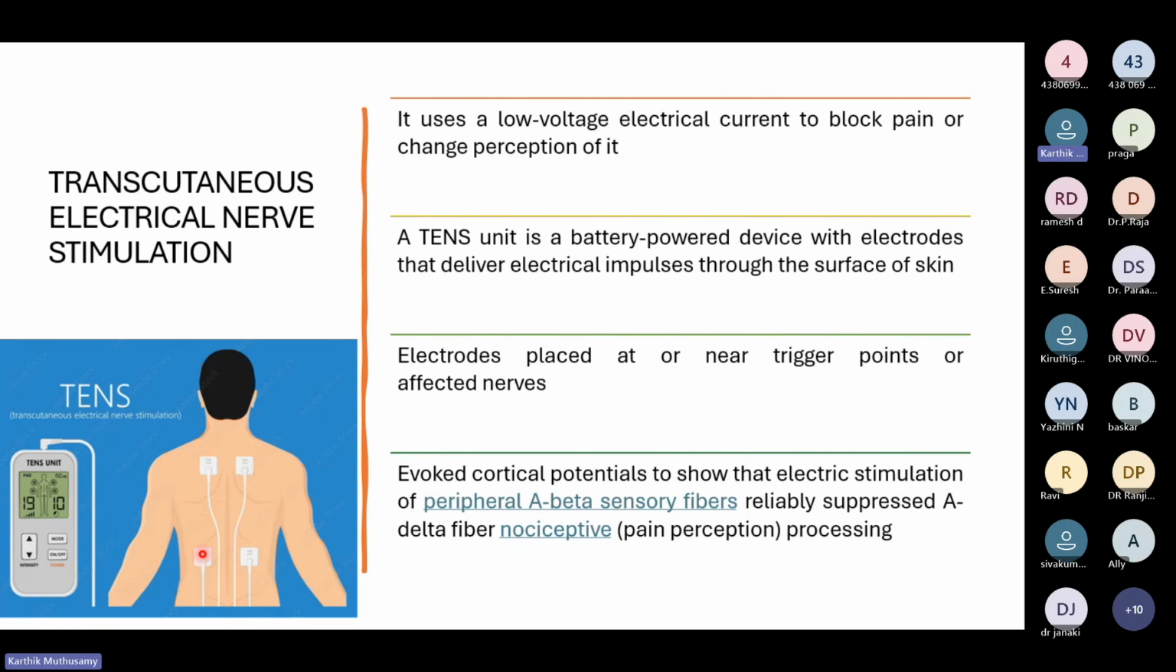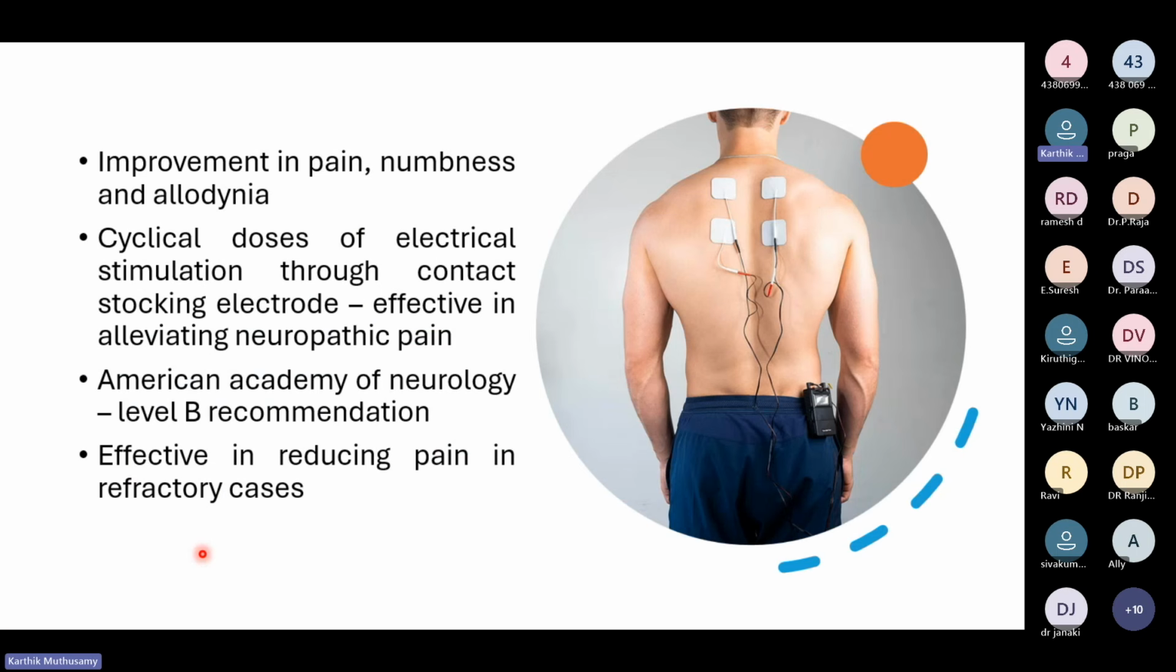The electrical potential causes stimulation of peripheral A beta sensory fibers, which in turn suppress the A delta fiber nociceptive pain perception. Hence, by this mechanism, it causes improvement in pain, numbness, and allodynia. Allodynia is a painful sensation resulting from non-painful stimuli. The cyclical doses of electrical stimulation through the contact stocking electrode are very effective in alleviating neuropathic pain. The American Academy of Neurology has given a level B recommendation for TENS therapy in diabetic neuropathy. It is effective in reducing pain even in refractory cases.